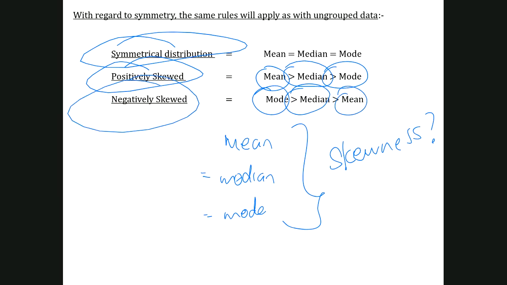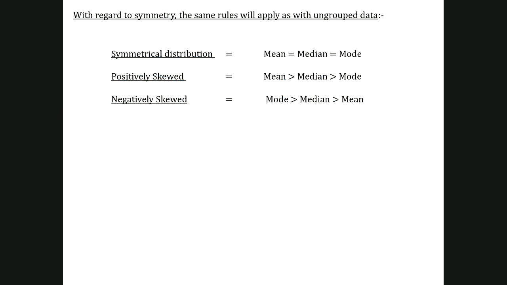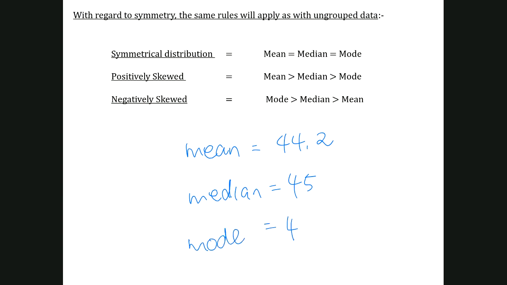So like here in the questions we had been given, from the previous slides, the mean was 44.2. The median was 45, which we had calculated. You'll see it on the previous slides. And the mode was 46.67, if I'm not mistaken.